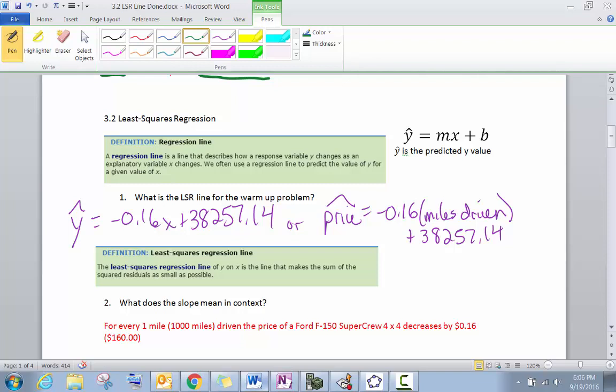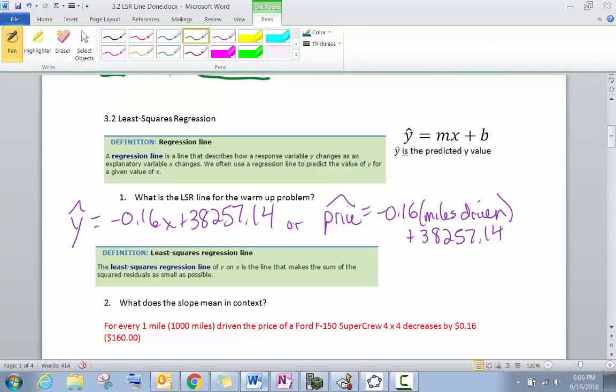So it's y hat, which is the predicted y value. The hat means it's predicted. y hat equals negative 0.1629x plus 38257.14, or price hat, predicted price, equals negative 0.1629 times miles driven plus 38257.14.